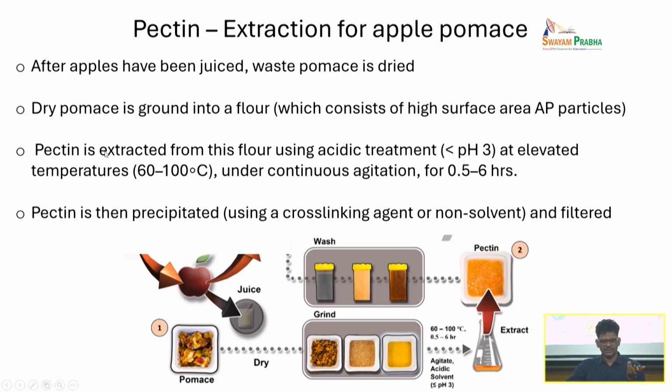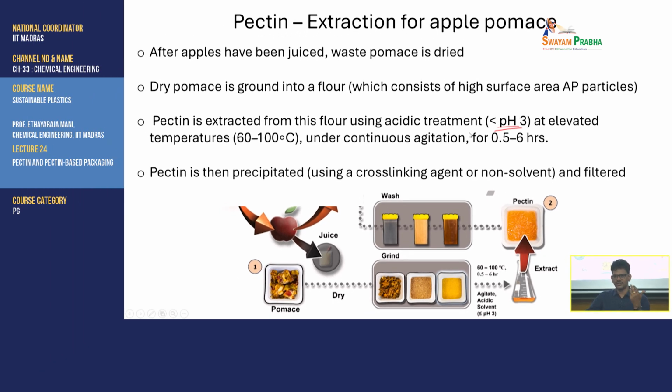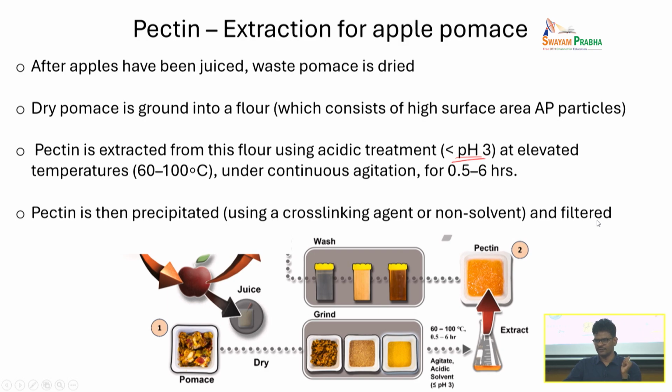Then this dry powder is treated with acid, and typically the pH goes below 3, and the temperature can be up to 60 to 100 degrees Celsius, and constantly you stir over half an hour to 6 hours. Okay, these are the ranges of pH values, times and temperatures. It changes depending upon the pH you use, the source we use, and what kind of agitation or mixing we do. Once you do that, the pectin will precipitate in this system. You can add a cross-linking agent, or you can use a non-solvent to precipitate, filter it, and then wash it, and then you have your pectin.